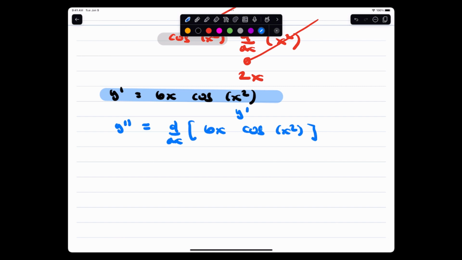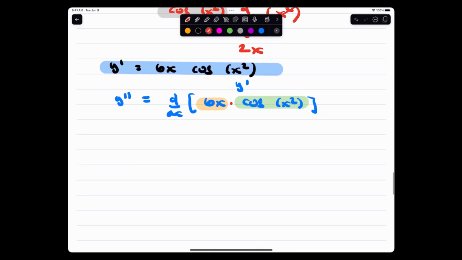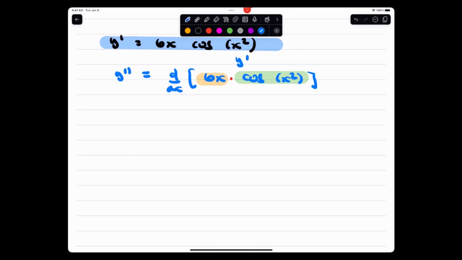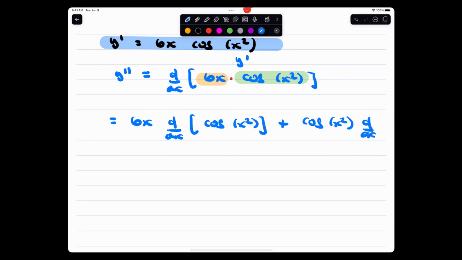And then now you might even say, well, what do you do here? What do you guys think you do? You're going to use what here? Product rule? How do you guys know you have a product? Yeah. So I'm going to do the product rule here again and pull that out. 6x times the derivative of what? Cosine x squared plus cosine x squared times the derivative of 6x, and I'm running out of space, so.